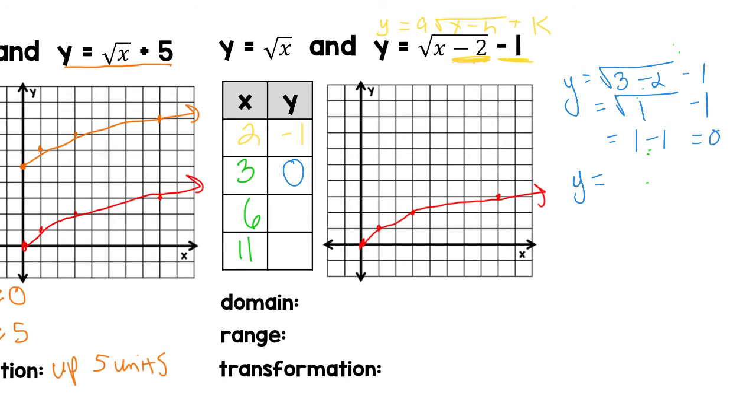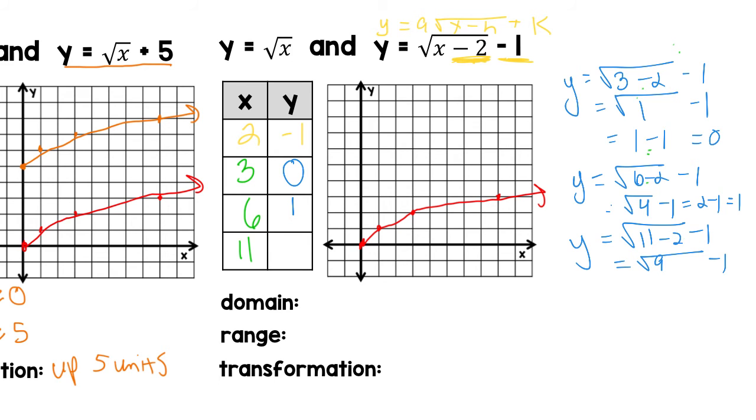Then we can plug in 6. Square root of 6 minus 2, minus 1. Well, that's the square root of 4 minus 1, or 2 minus 1, or plain old 1. Last but not least, square root of 11 minus 2, minus 1. That's the square root of 9 minus 1, or 3 minus 1, or just 2.